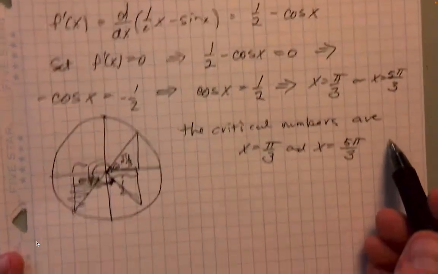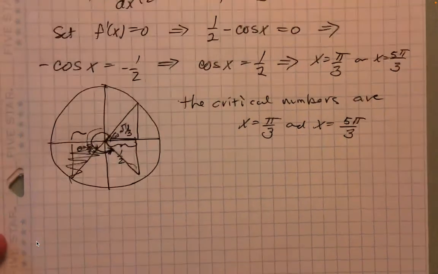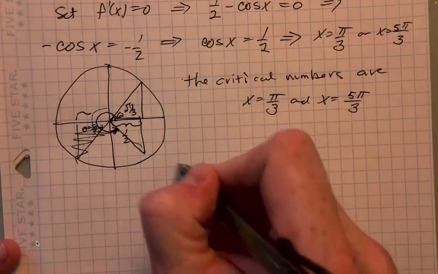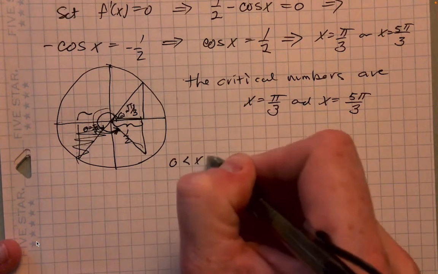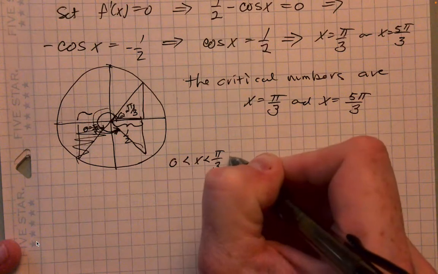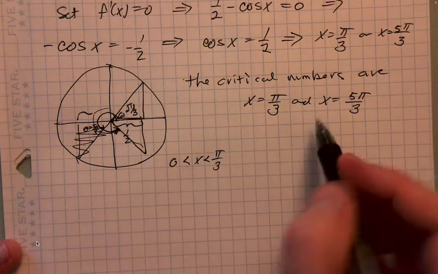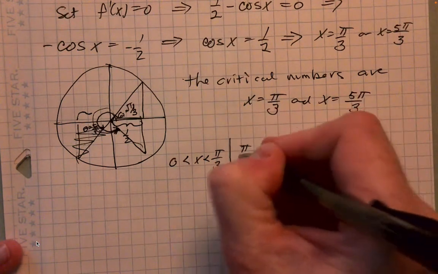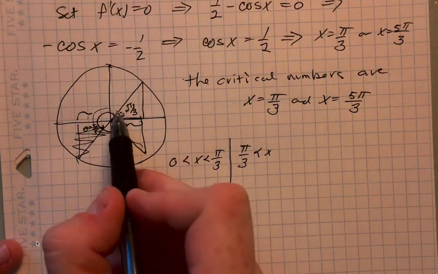Okay, so then we're just going to use the first derivative test. We were looking for relative extrema, so you've basically got three intervals to be interested in here. You've got 0 less than x less than pi over 3. Okay, so that's from here to here, basically. And then you've got from pi over 3 up to 5 pi over 3, so that's from here all the way around.